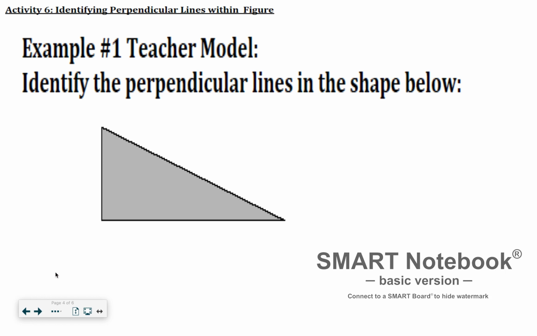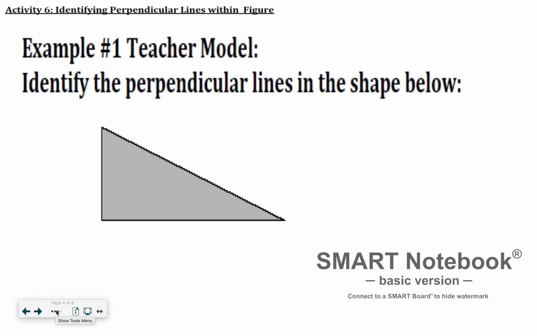And I'm going to show us a teacher model. Okay, teacher model 1: identify the perpendicular lines in the shape below. Perpendicular lines are two lines that intersect and form a right angle. We have learned that a right angle is a 90-degree angle and also looks like a capital L. The shape I am looking at has three different line segments. We need to look at where these line segments intersect or meet with one another. We need to look at the corners of the shape.